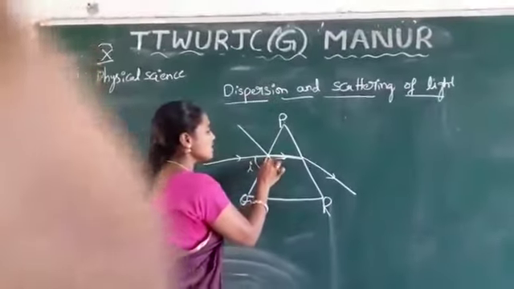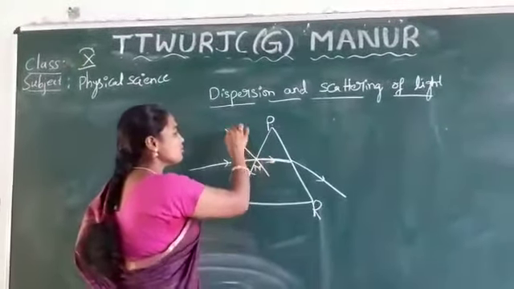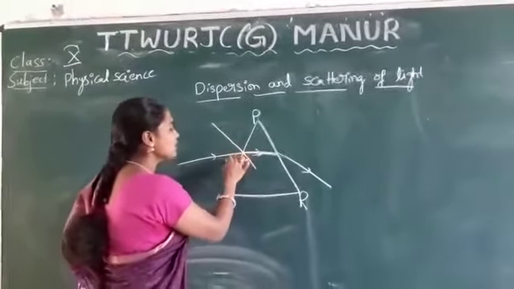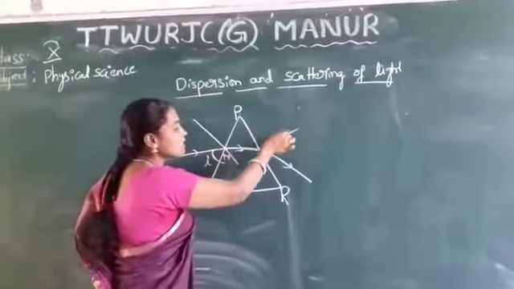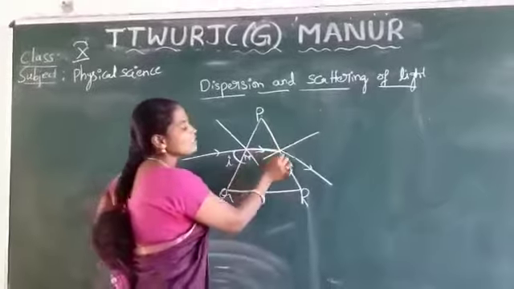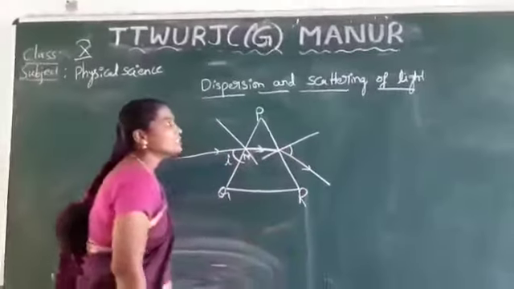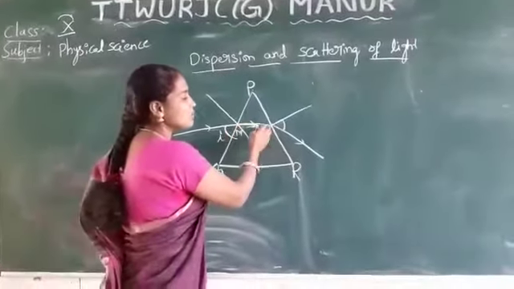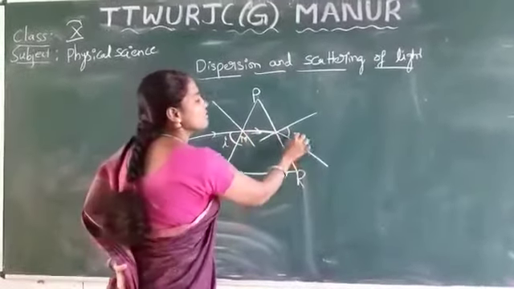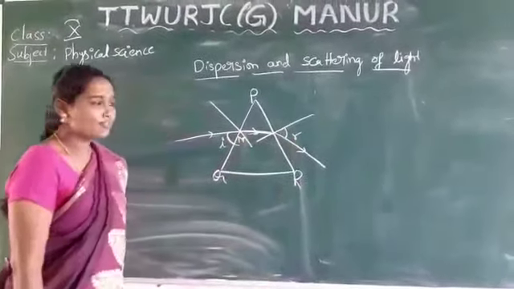Draw the normal at this point. Let us assume this is the point M. If we draw the normal at this point, here is the angle of incidence, and again draw another normal from this refracted ray. So here you get the angle of deviation, and the angle of the emergent ray. We can also call it the angle of refraction.